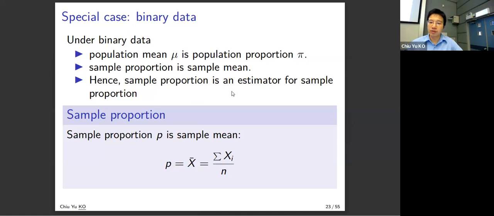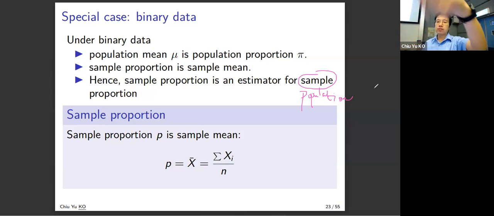Oh, it's the population proportion. Oh yeah, very good. Population. Thanks for pointing this out. Because the sample mean is the estimator for the population mean, we have everything from proportion to mean. So that's what I mean. Is that clear? Is that okay?